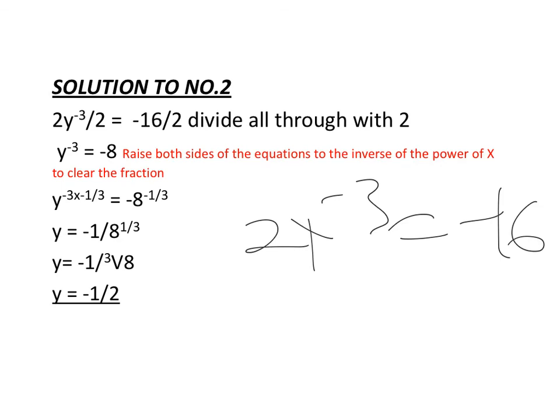Raise both sides of the equation to the inverse of the power of y to clear the fraction. And the inverse of minus 3 is equal to minus 1 over 3. So you have y raised to power minus 3 times minus 1 over 3 is equal to minus 8 raised to power minus 1 over 3. y is equal to minus 1 over 8 raised to power 1 over 3. So y is equal to minus 1 over cube root of 8. And the cube root of 8 is equal to 2. So y is equal to minus 1 over 2. And this is your final answer.